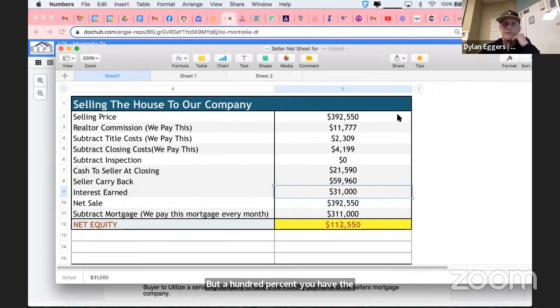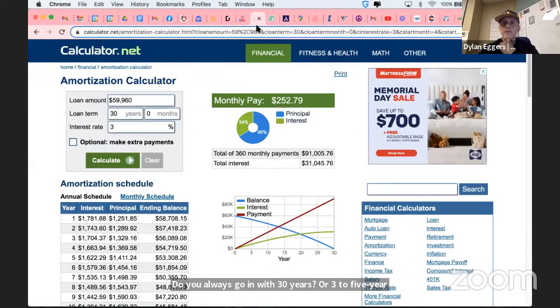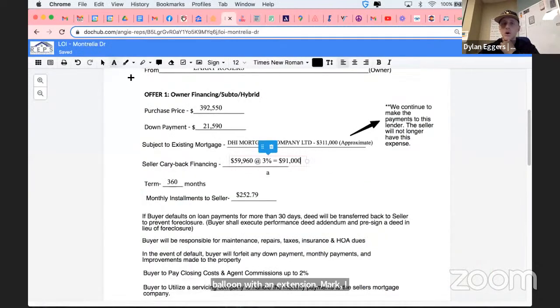And then Mark asks a good question. Do you always go in with 30 years or 3 to 5 year balloon with an extension? Mark, I usually will never offer a balloon payment unless that was already spoken about. Balloons tend to not kill a deal, but they definitely hurt it. Because if I'm going to wrap this, and then let me explain that too.